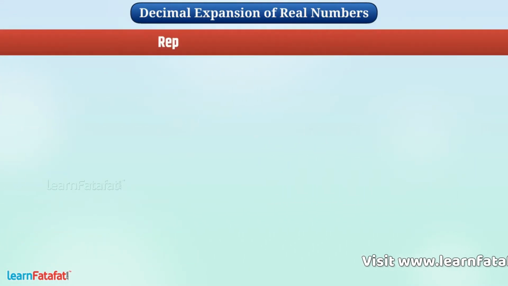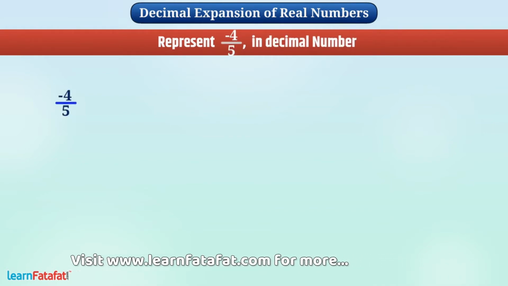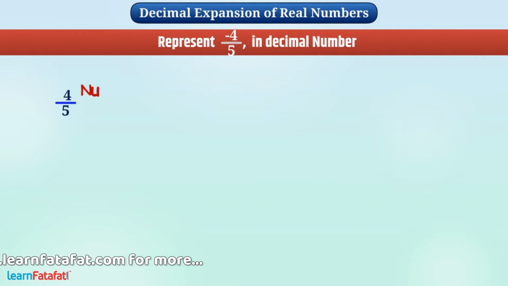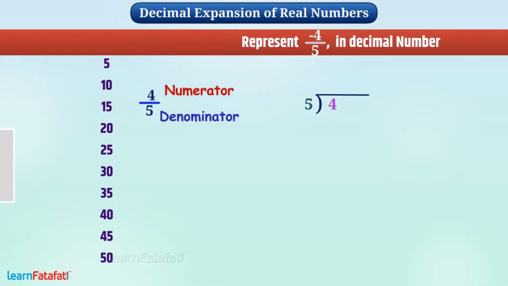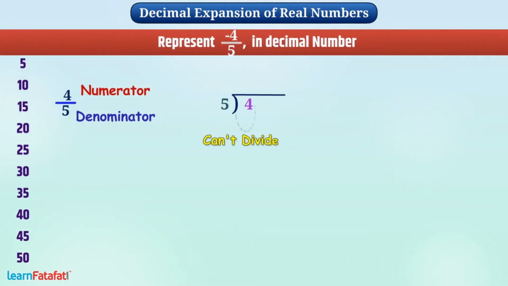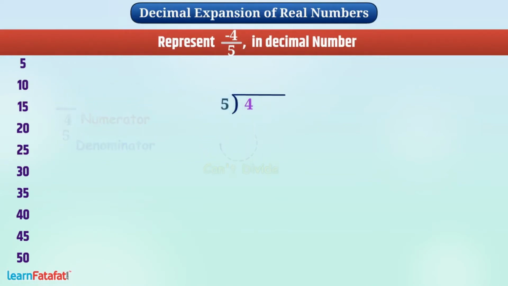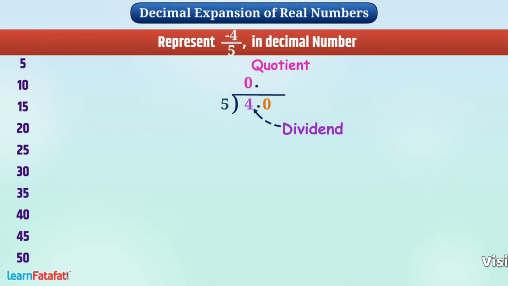Let's take another example. Let's try to represent minus 4 by 5 in decimal number. First, we ignore the negative sign and divide the numerator 4 by denominator 5. In the same way, we divided 9 by 4 in the earlier example. Here, we can't divide 4 by 5. So, we put a 0 in quotient. Now, we put a decimal point after the dividend and write a 0 after it. In the same way, we put a decimal point after the 0 in the quotient.